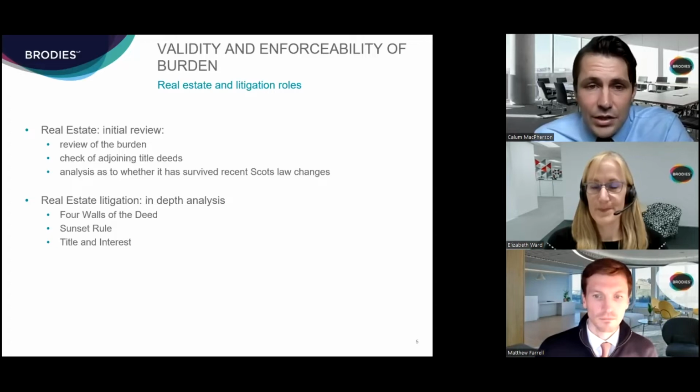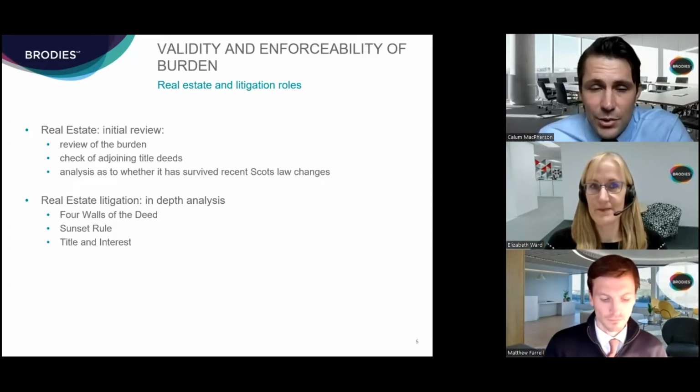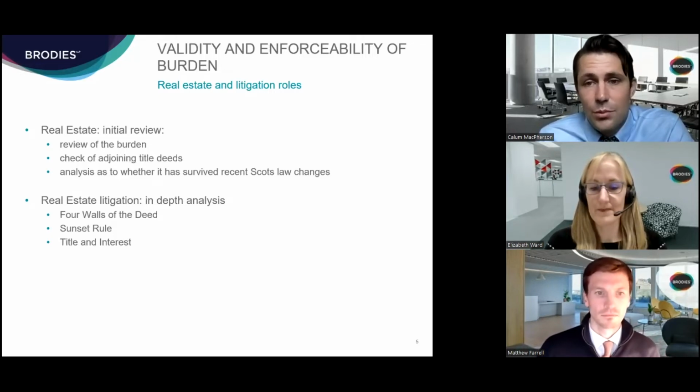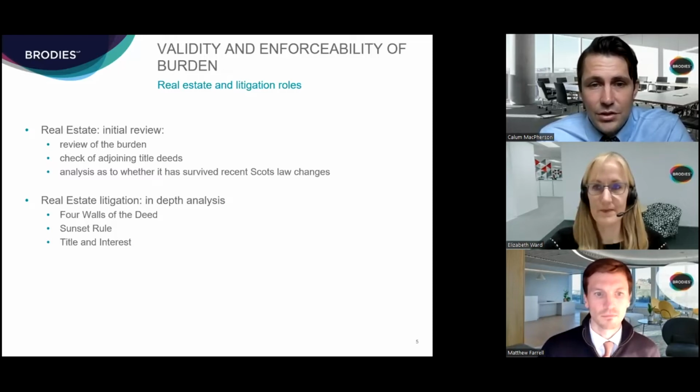Another thing that we consider is title and interest. In relation to enforceability, for a burden to have effect, it must be imposed on the burdened property for the benefit of another property. You should consider if there is a benefited property. If no one has title to enforce it, generally the burden can be ignored. If someone has title, you must then consider if they have interest.